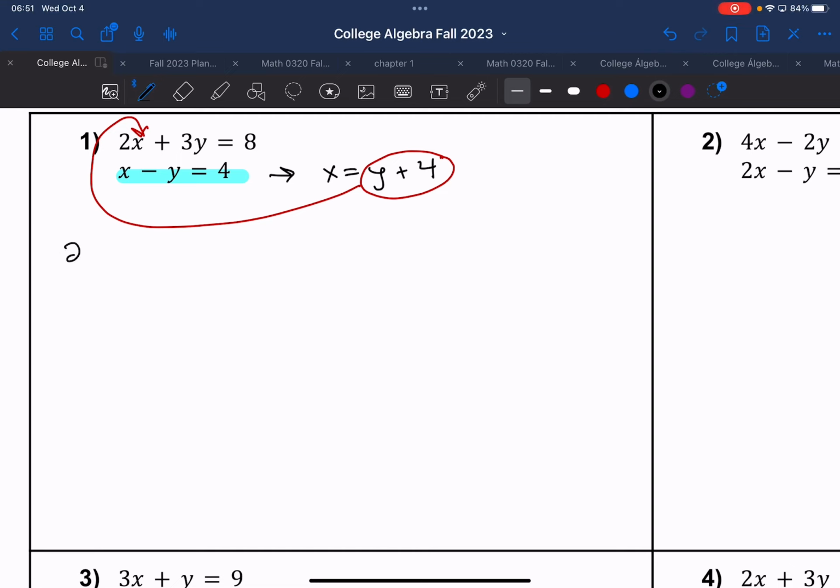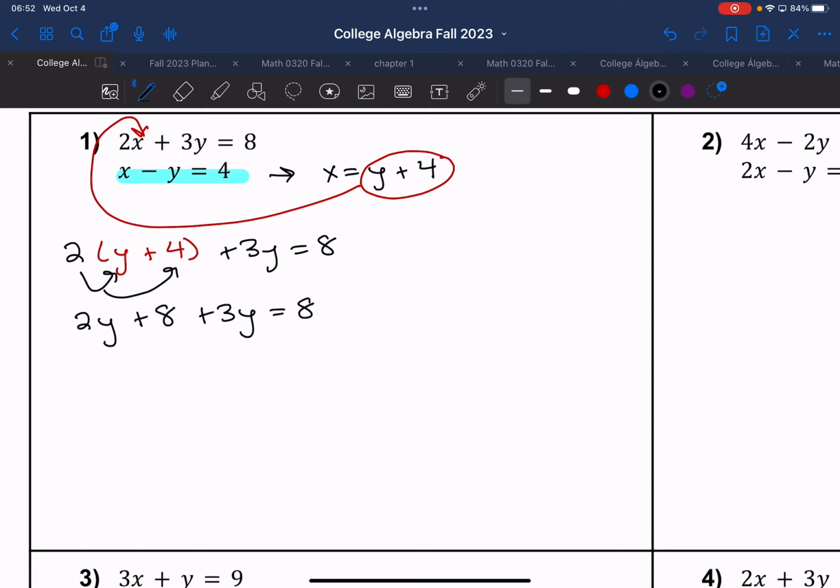So that means we have 2 times (y plus 4), that's what we plugged in, plus 3y equals 8. The reason we did that is now we have an equation all in terms of one variable, and that variable is y. Now we just solve this equation for y, and we'll get our first answer. So I'm going to distribute the 2, and I get 2y plus 8, and then bring down the plus 3y equals 8.